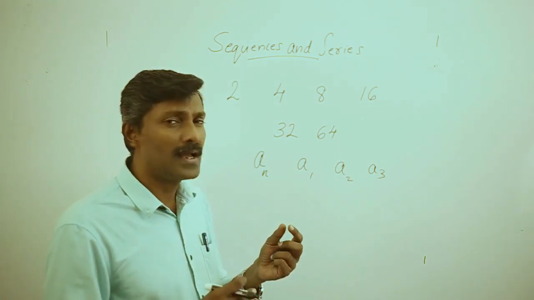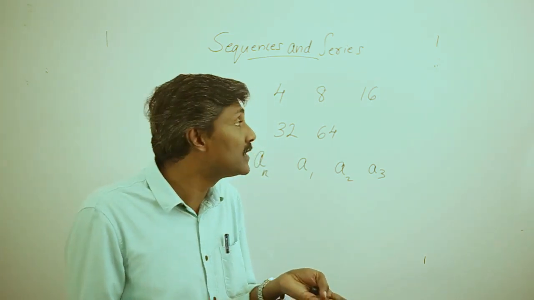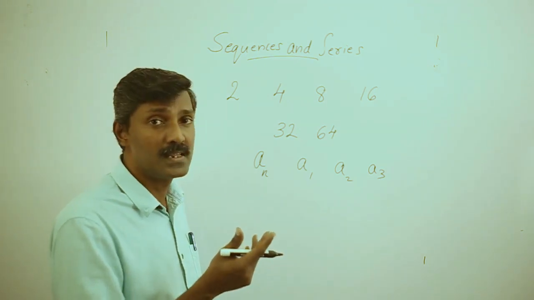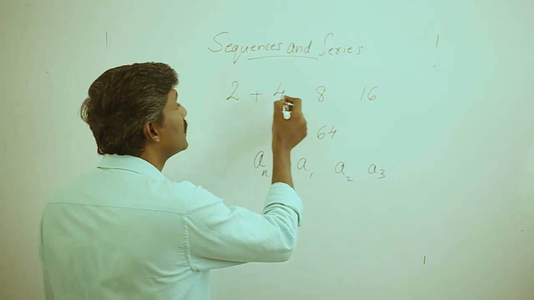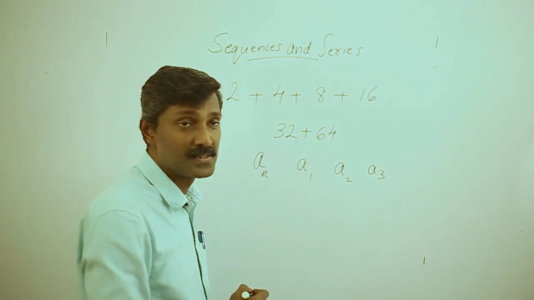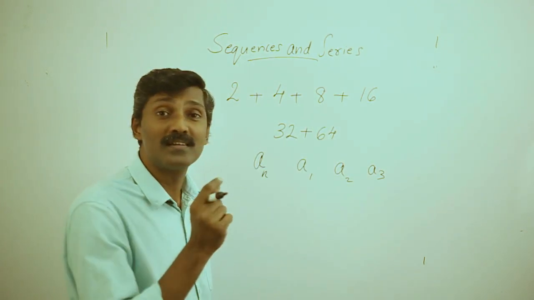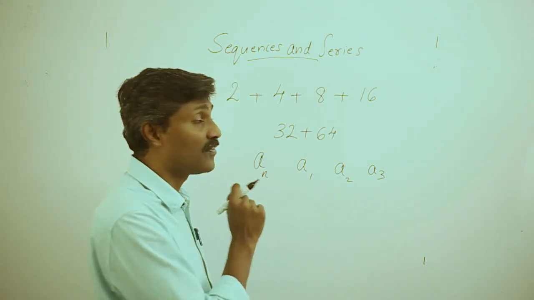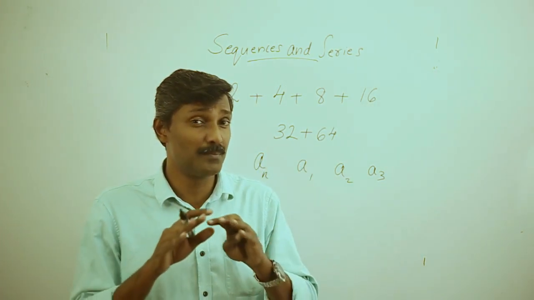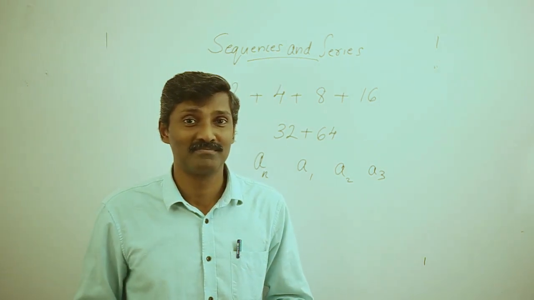Okay, now what exactly is a series? Coming to the series, it's very simple. If you have a sequence, how does it form a series? Just put the plus sign between these terms and that becomes a series. So once you add all the terms in a sequence, that forms a series. So that's about sequence and series, the basic understanding of that.